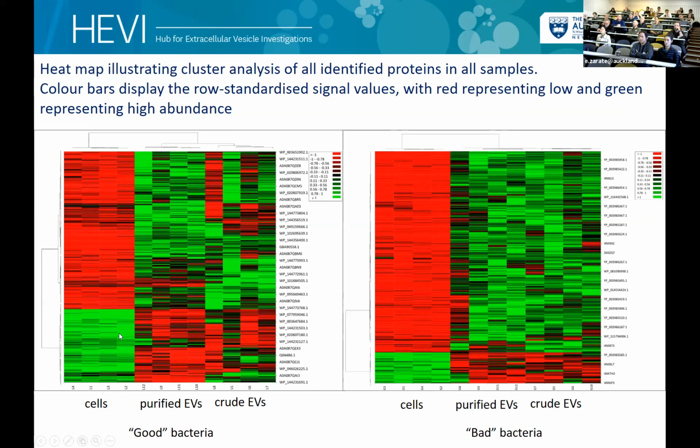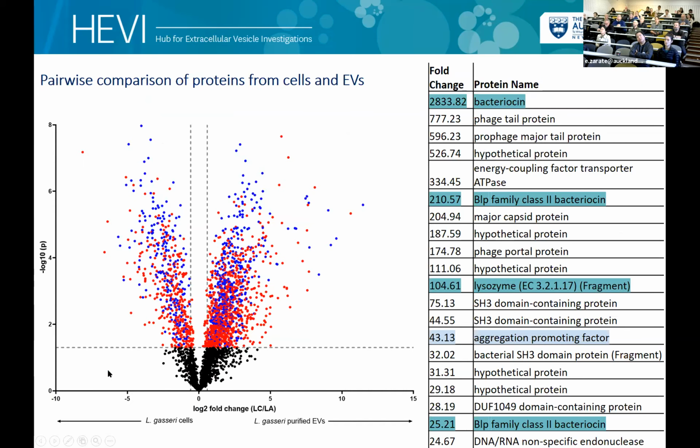When we performed the gene ontology analysis, we saw that these were mainly membrane proteins, which is where exactly the proteins that are packed into vesicles come from, and the rest of them. We performed the pairwise comparison of the proteins from the cells to compare them with the vesicles. And this is an example of a good bacteria. The proteins highlighted in the table are the most interesting ones that we found here.